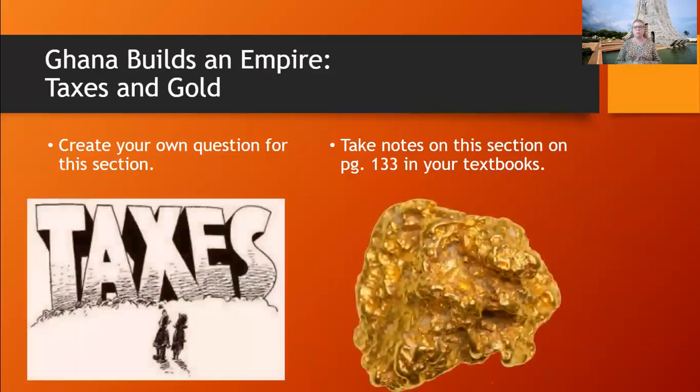Okay, so you are going to read the section on taxes and gold. It's very short because this is one of the ways that unfortunately the people are going to get overtaxed and start rebelling against their government because of how many taxes are being put upon them. But go ahead and read page 133 in your textbook and create a question and add notes for this section in your Cornell notes. You could do that after the lecture is over.